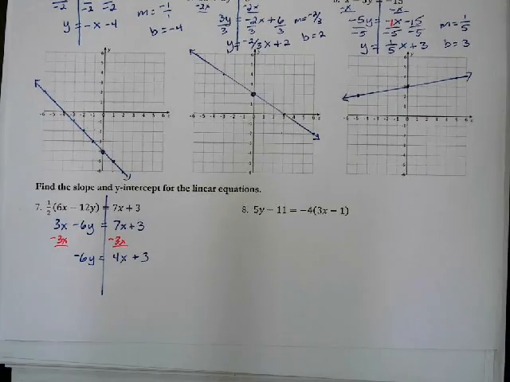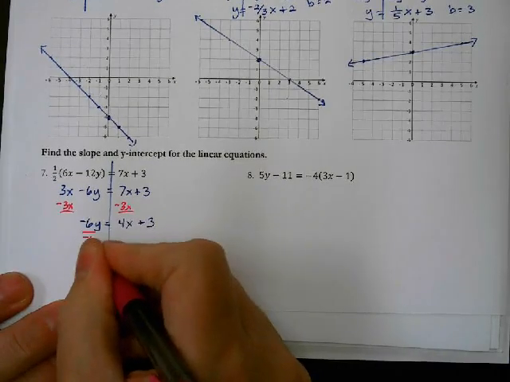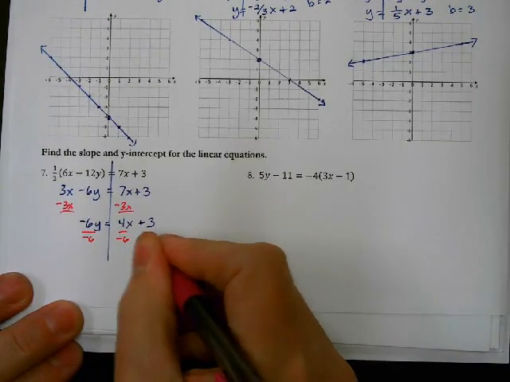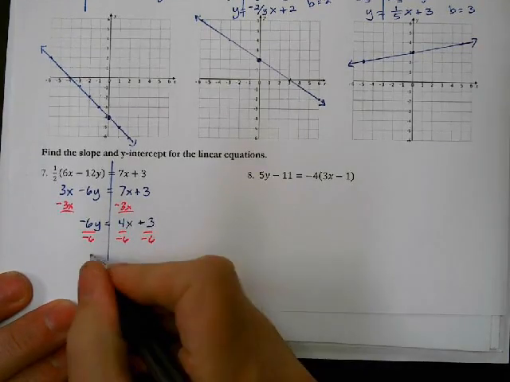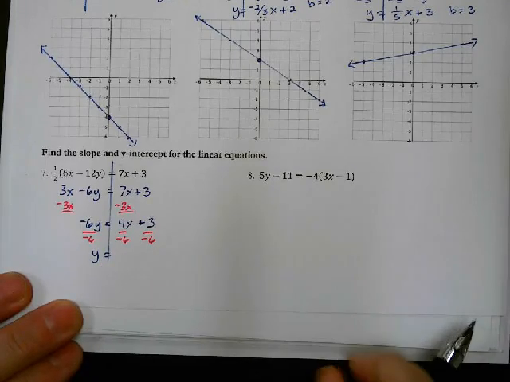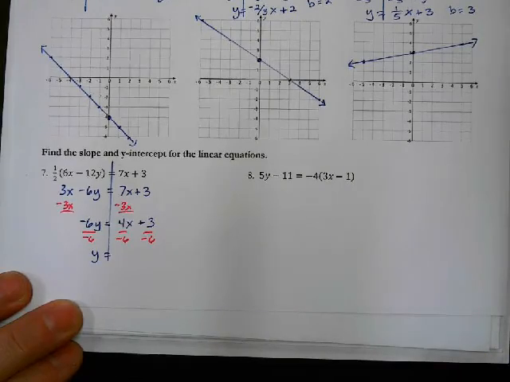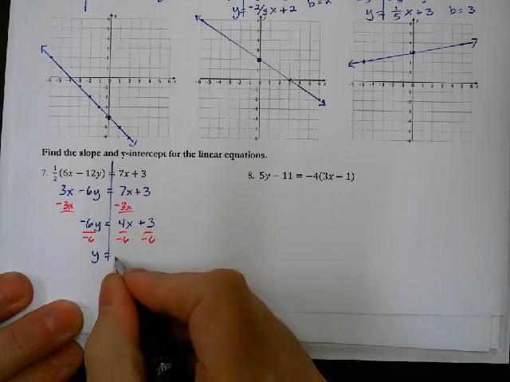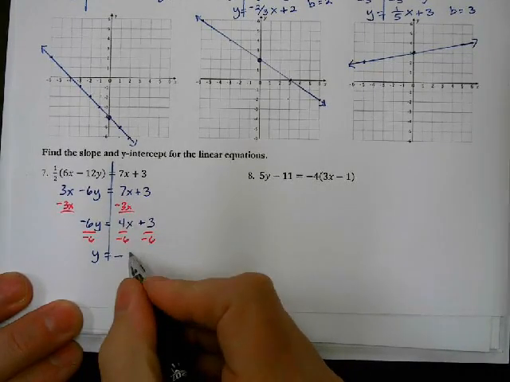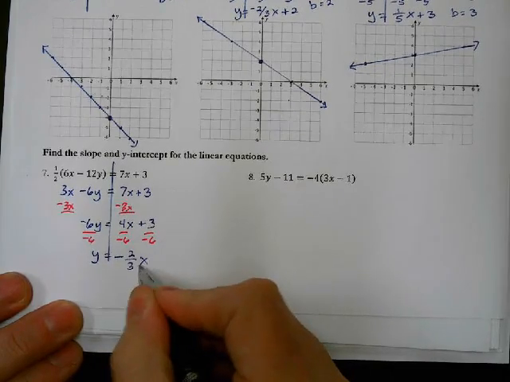All right, almost there. Divide everything by negative 6. So if I divide everything by negative 6, what do I get? Well, that becomes y. 4 divided by negative 6. 6 doesn't go into 4, but 2 goes into both of those numbers. I can reduce it. Notice I have a positive and negative, so that's going to be negative. 2 goes into 4 2 times. It goes into 6 3 times. So negative 2/3 x. Ooh, this is different.